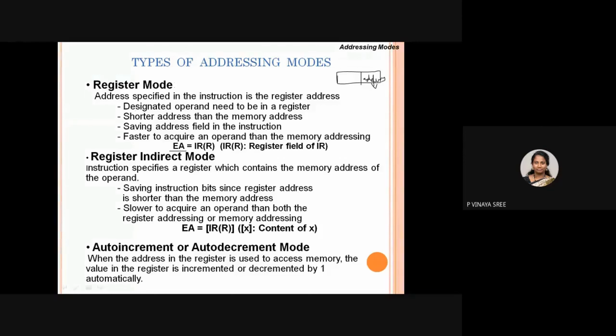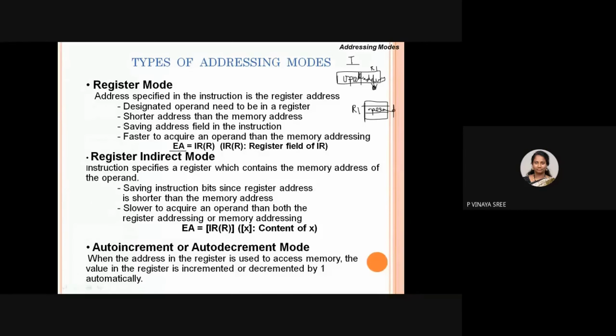In register mode, in the instruction format, we have an opcode and an address. If it is register mode, the address which is specified is the address of the register. Let us consider it is mentioned as R1. If you go to that particular R1, will you get an operand or an address in register mode? Operand. Yes, good. So we will be getting an operand. So that is register mode.